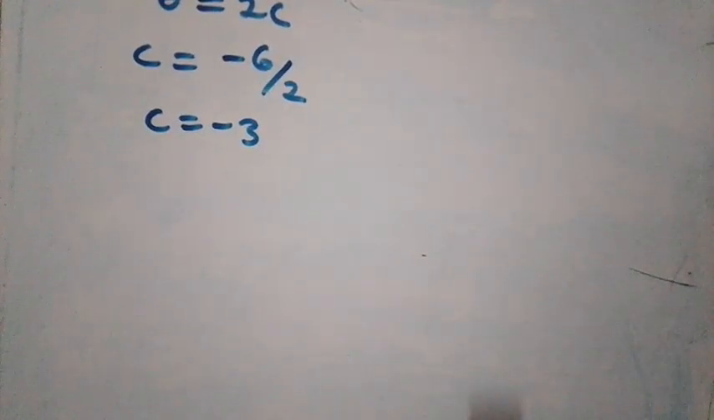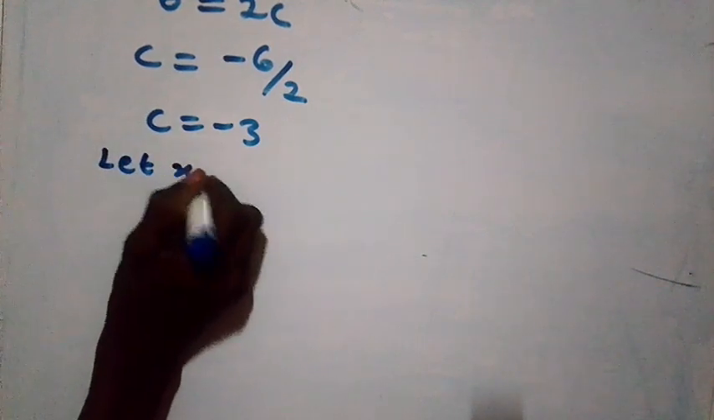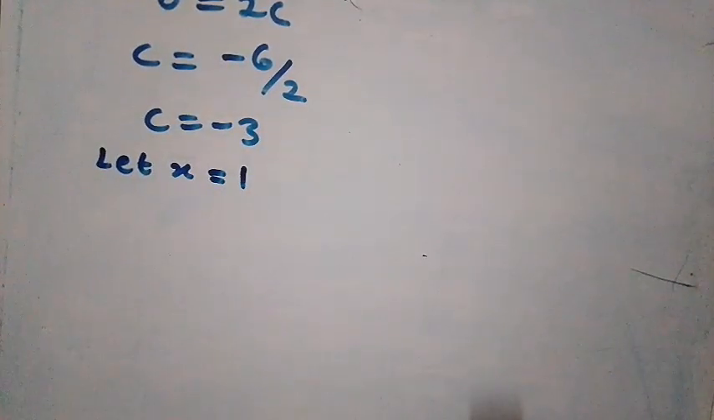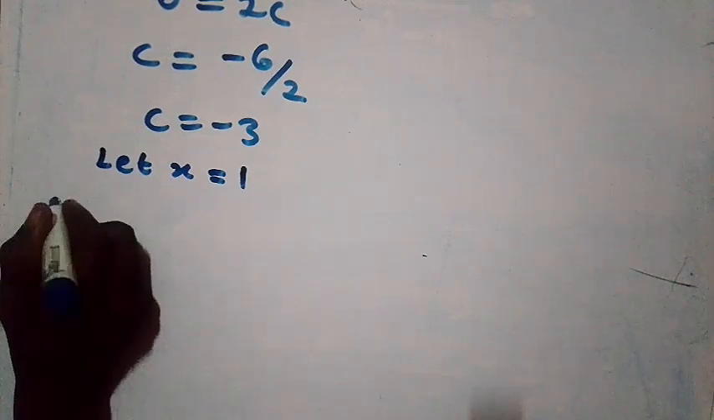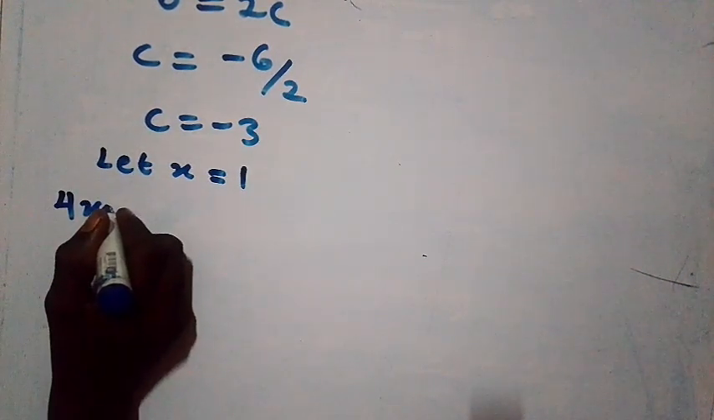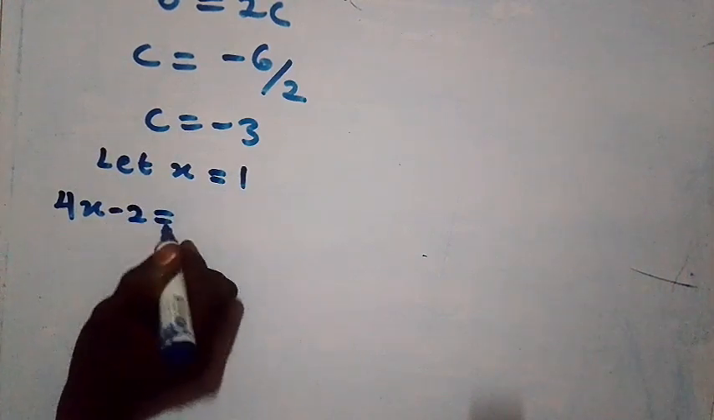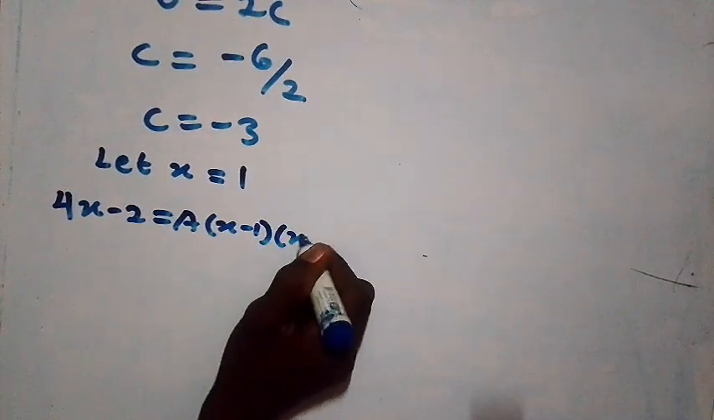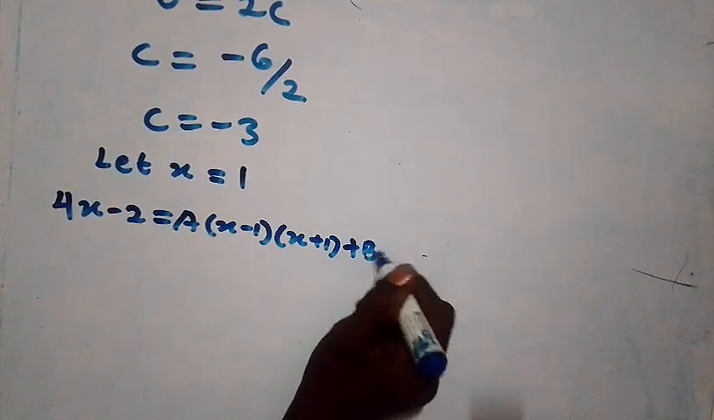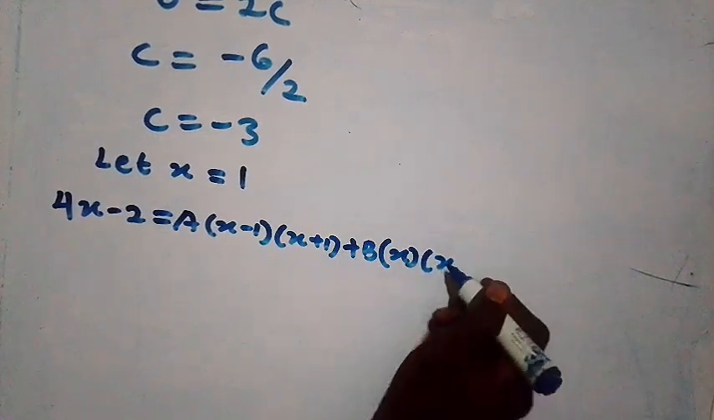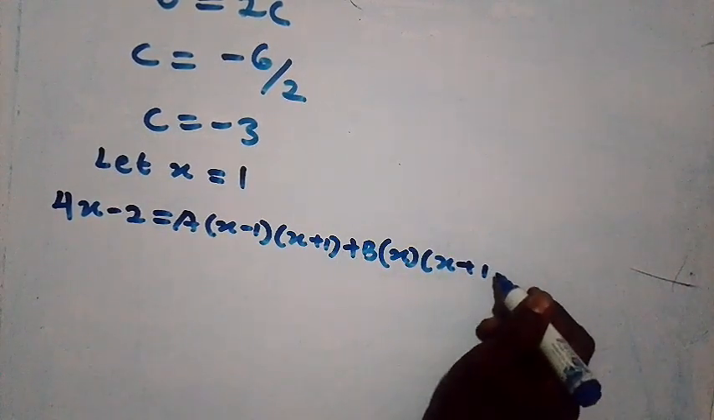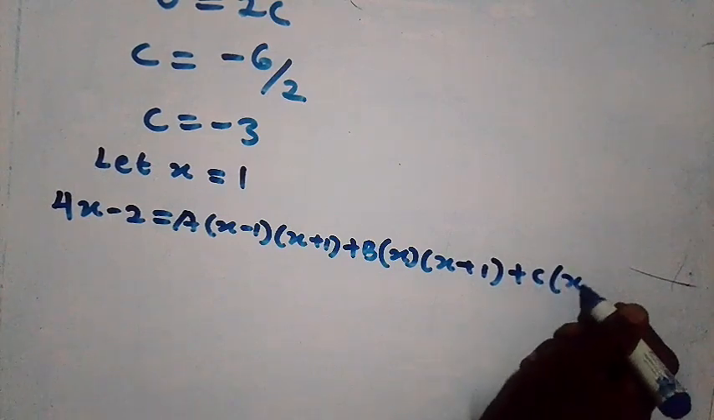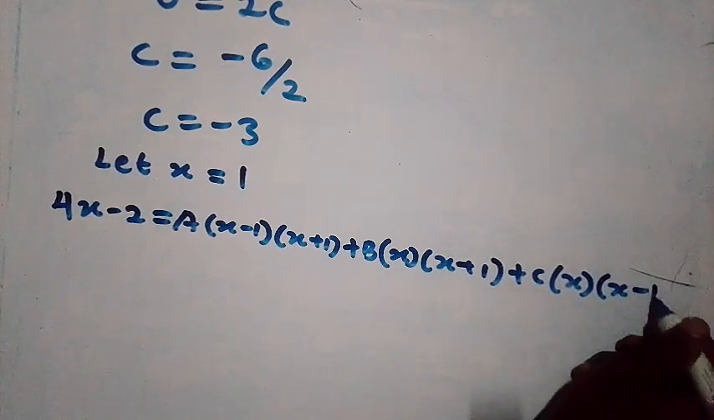Now, since we've gotten the value of C to be minus 3, let's solve for the value of B, which is the last one. You can say let x equal 1. If x is equal to 1, from 4x minus 2 equals A(x minus 1)(x plus 1) plus Bx(x plus 1) plus Cx(x minus 1).